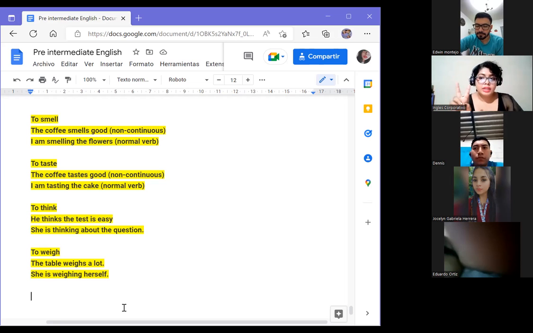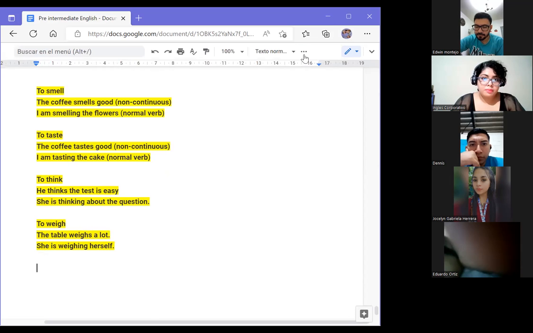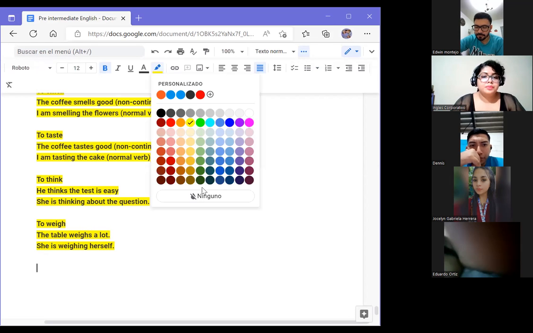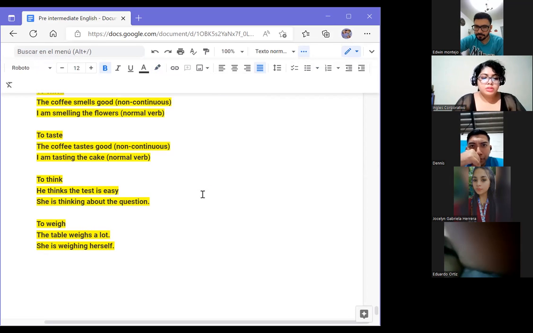Now we are going to see the use number two. Okay. Now, use number two. And this one is longer action in progress now.